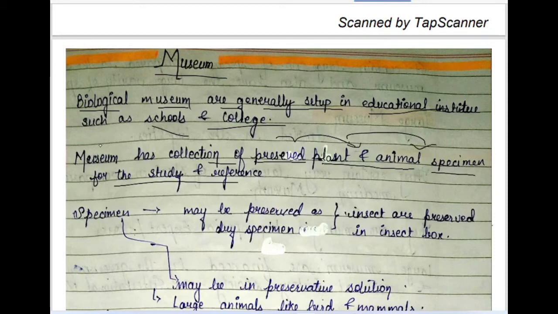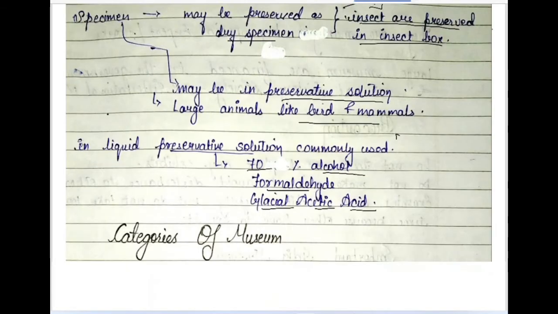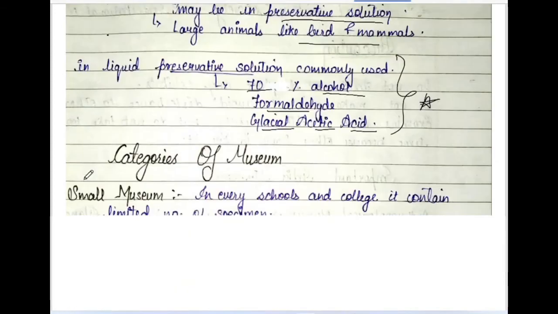Specimens may be preserved as dry specimens. Insects are preserved in the insect box, for example dried specimens. And may be preserved in preservative solution, for large animals like birds and mammals. The preservative solution contains 70% alcohol, formaldehyde and glacial acetic acid. This composition is important.